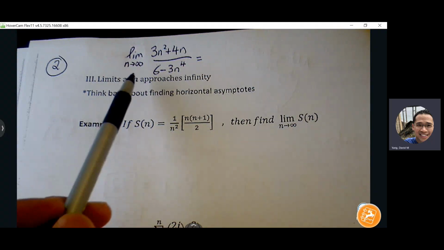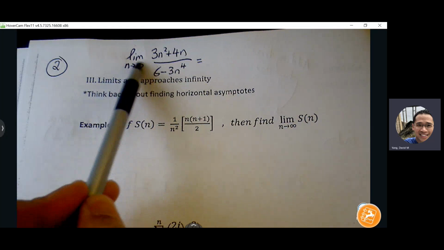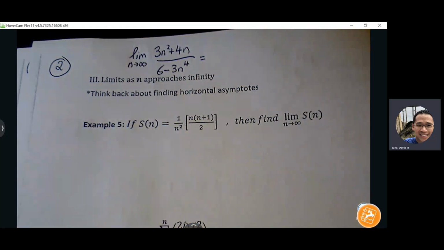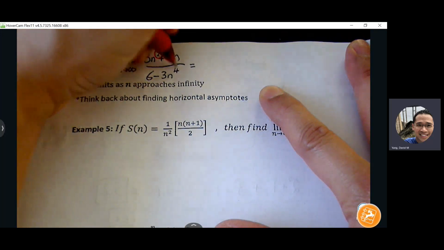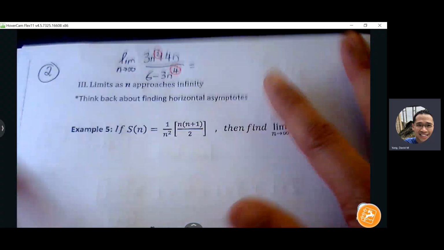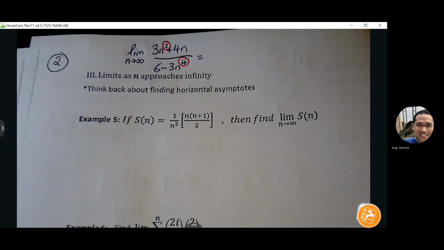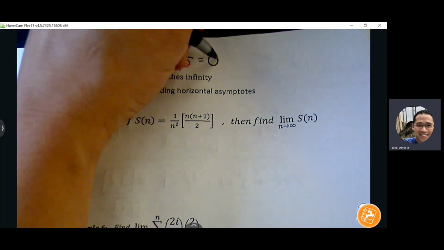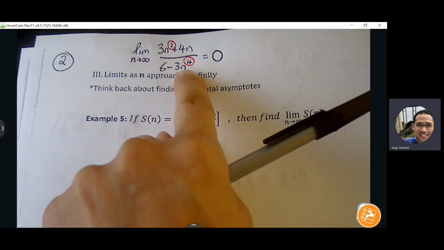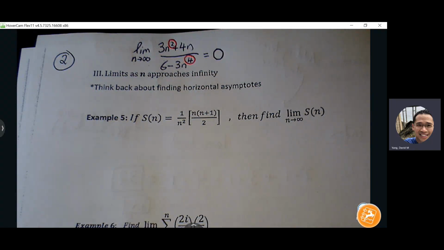Thinking back on limits, if we're approaching infinity, we don't plug in the value, right? We do something with the exponent. Do you remember, if we are approaching infinity, we find the what? We find the highest exponents in the numerator and denominator, and then we compare them. If the denominator has the higher exponent, what is that limit going to become? It's going to be just 0, because the denominator is growing at a much faster rate than the numerator. Eventually, that fraction is going to get smaller and smaller until it reaches 0.